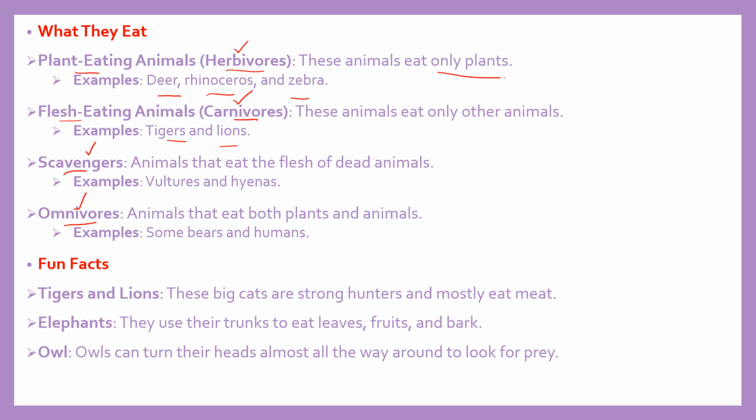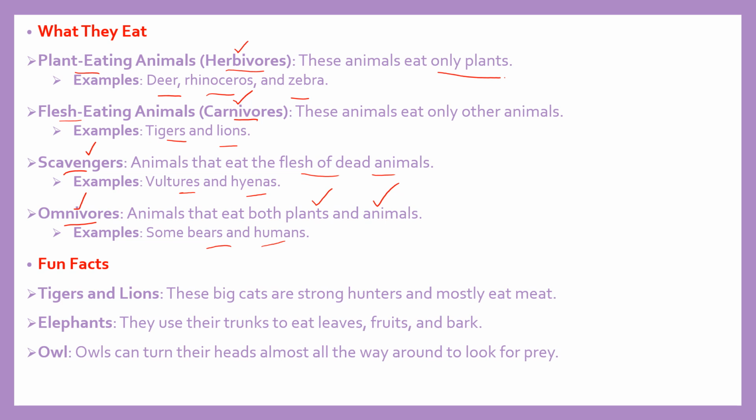How about the scavengers? These animals eat the flesh of dead animals. So they don't go and hunt like tigers and lions. They pick up the dead animals and eat them. So what are the examples of it? Vultures and hyenas. And omnivores. What are omnivores? As I have mentioned, they can have both plants and animals. Some bears and even humans come under this category of omnivores.